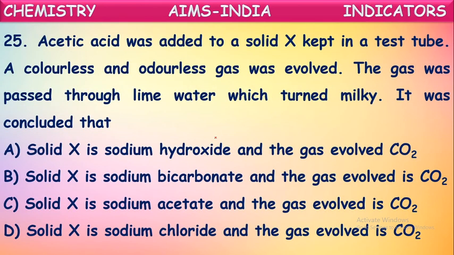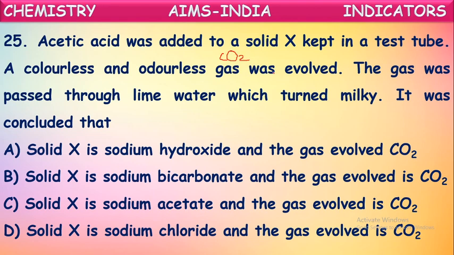Next one. Acetic acid was added to a solid X kept in a test tube. A colorless and odorless gas was evolved. The gas was passed through lime water, which turned milky. What can we conclude here? To find out what X is, first let us see the nature of the gas. It turned lime water milky. We know the gas which turns lime water milky is carbon dioxide. So carbon dioxide is the gas produced in this reaction.